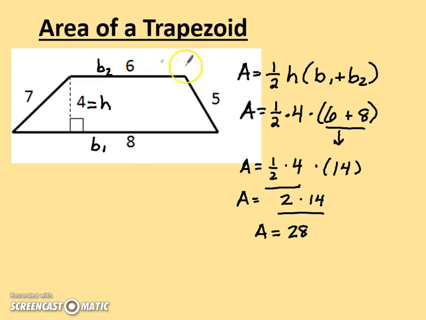Now, this does not tell us if it's inches or meters or feet, so we just label our answer as square units because we don't know what type of units they are, but whatever they are, they will be squares.